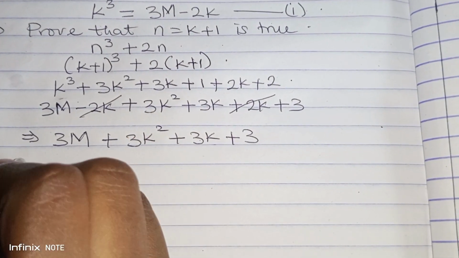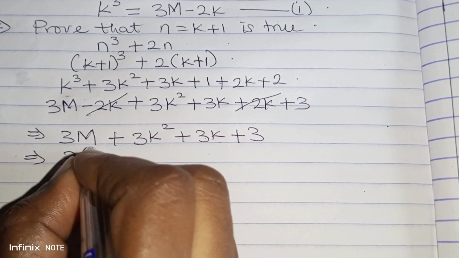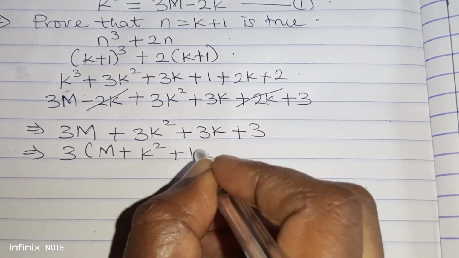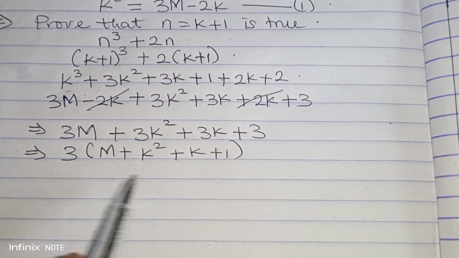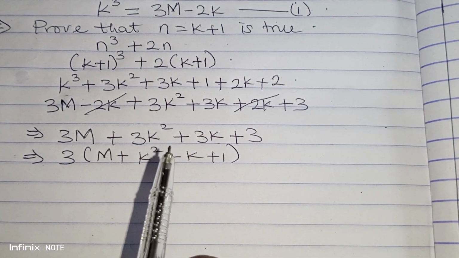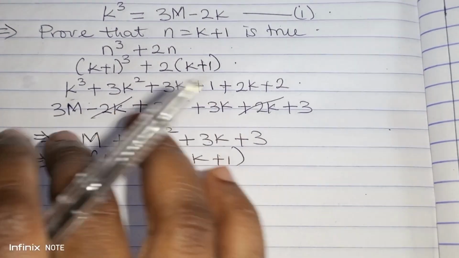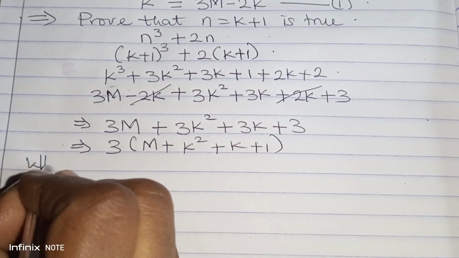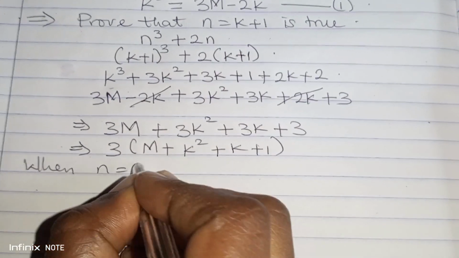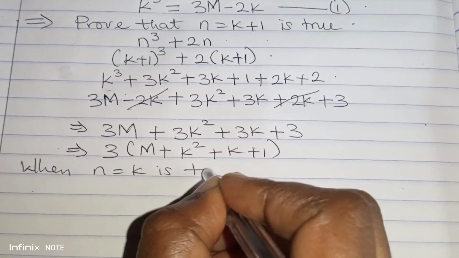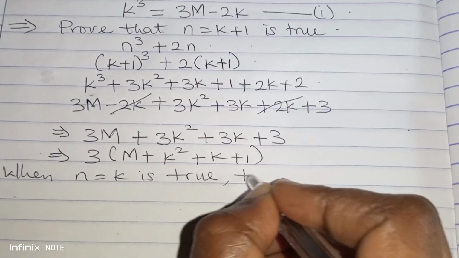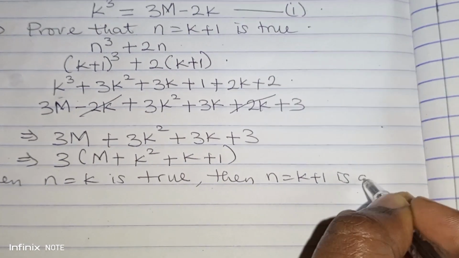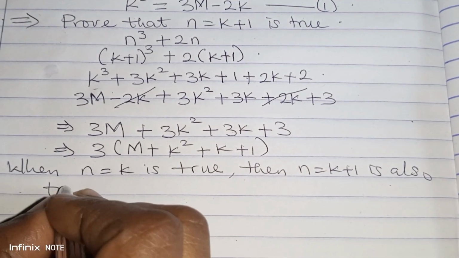So let's factorize 3 out. So I have 3 into brackets m plus k squared plus k plus 1. So this means that it is divisible by 3. So since this happened, we can say that anytime n is equal to k is true, then n is equal to k plus 1 is also true.